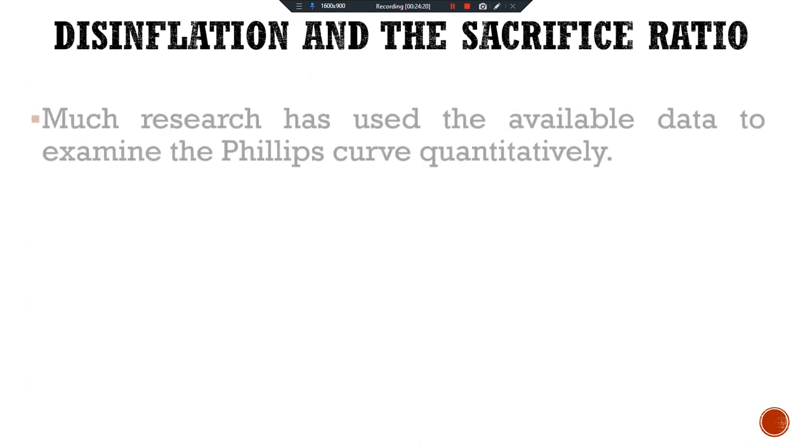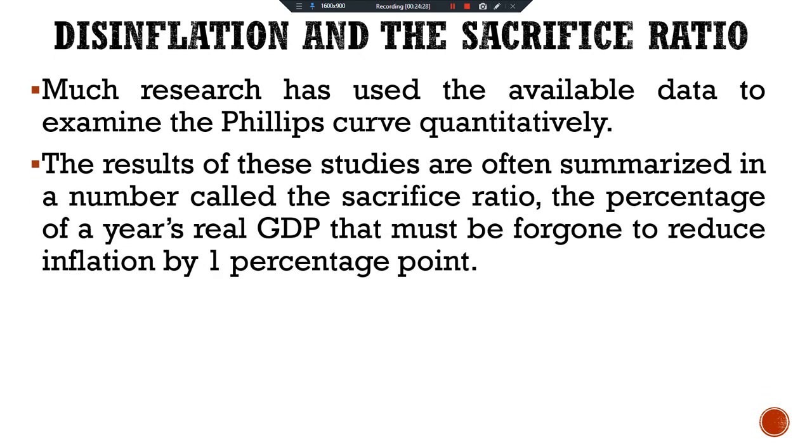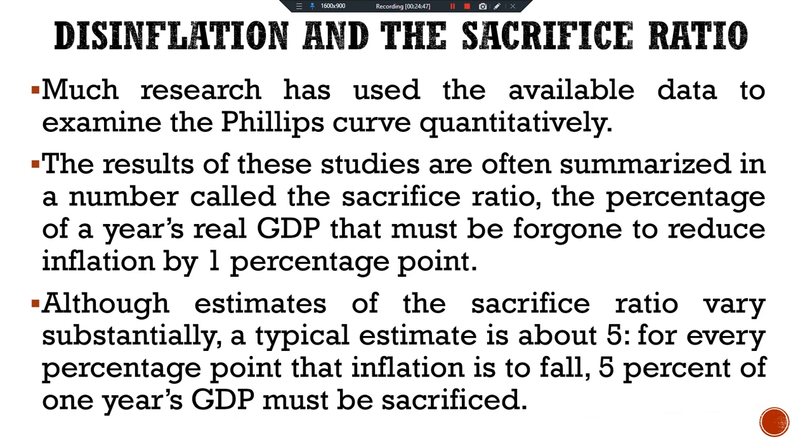For this, much research has used the available data to examine the Phillips curve quantitatively. The results of these studies are often summarized in a number called the sacrifice ratio, the percentage of a year's real GDP that must be forgone to reduce inflation by 1 percentage point. Although estimates of the sacrifice ratio vary substantially, a typical estimate is about 5. For every percentage point that inflation is to fall, 5% of one year's GDP must be sacrificed.